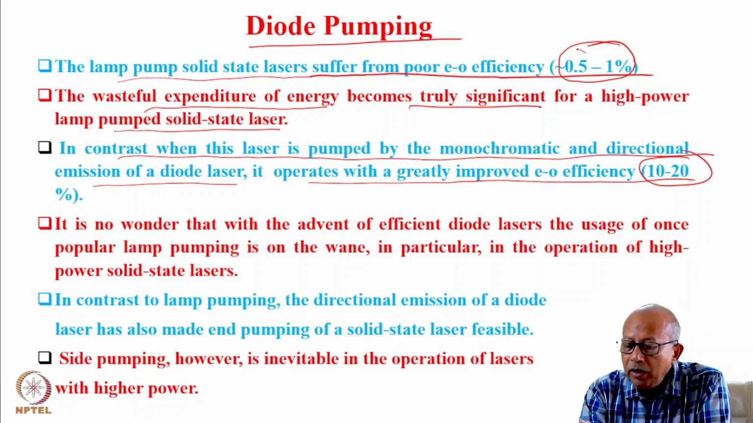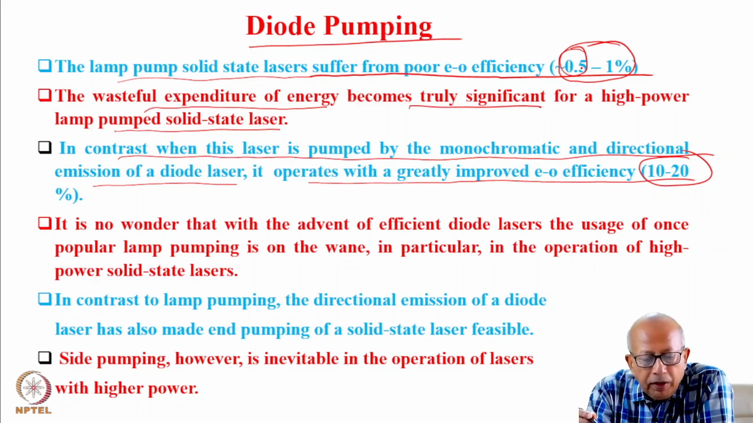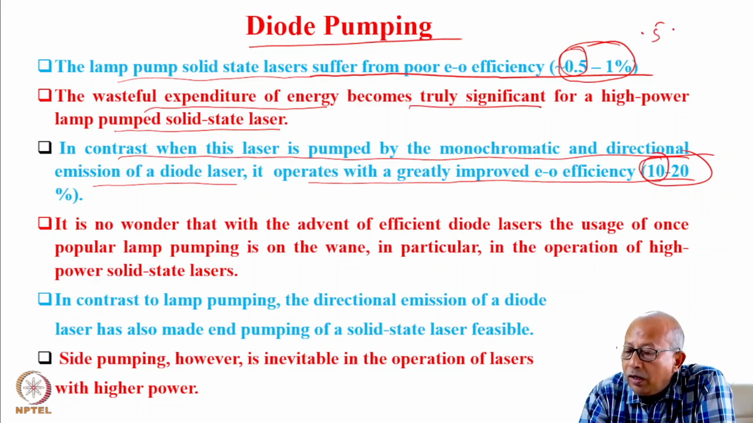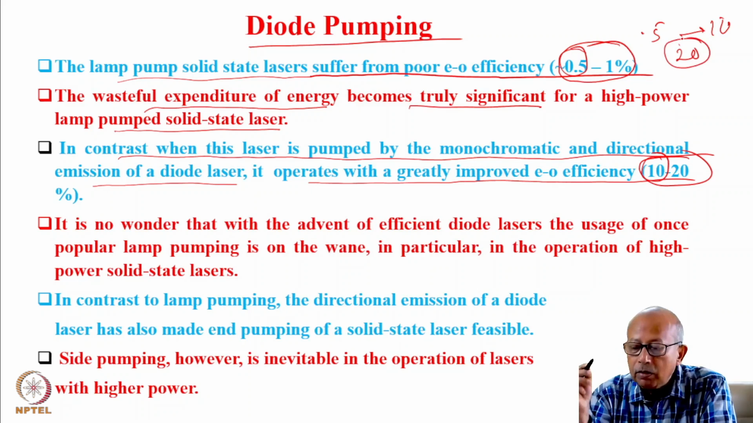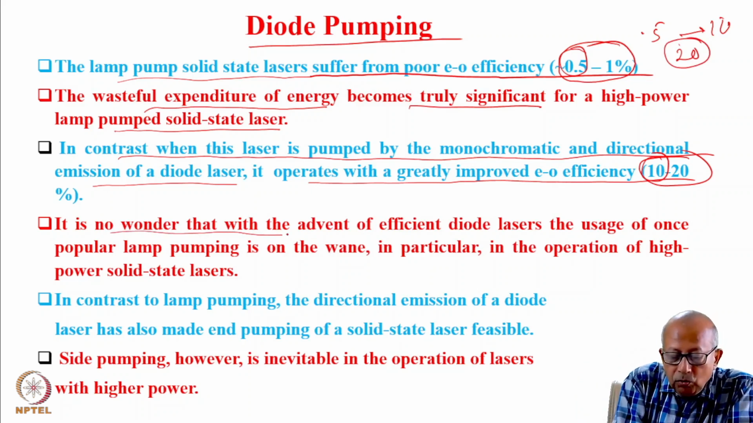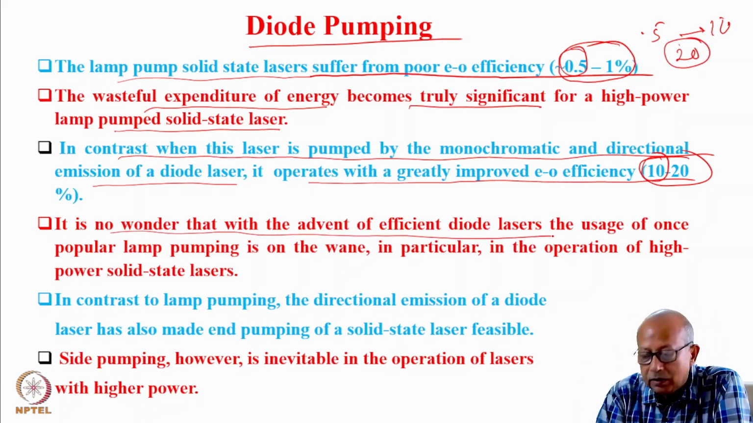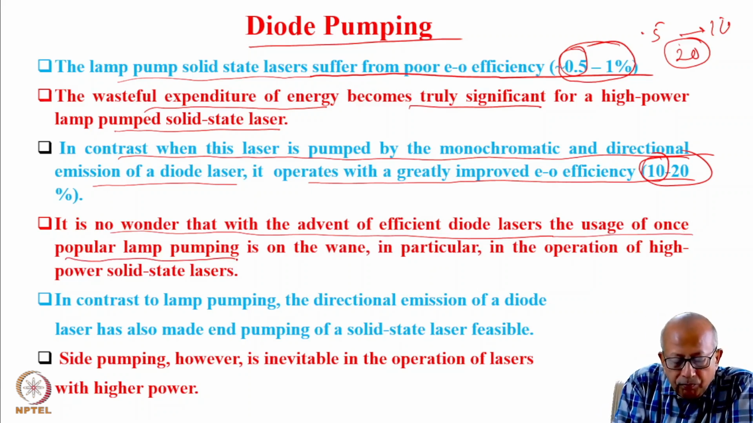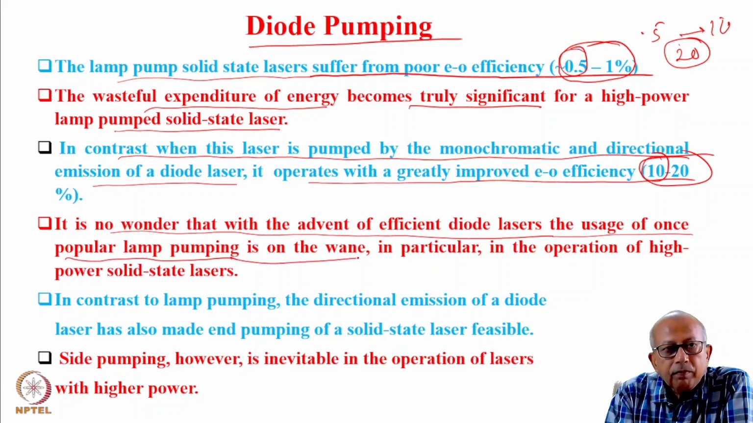Compare, say, 0.5% operating efficiency of a lamp pumped laser with say 10% operating efficiency of a diode pumped laser. There is a factor of 20, which is a very big number. It is no wonder that with the advent of efficient diode lasers, the usage of once popular lamp pumping is on the wane.